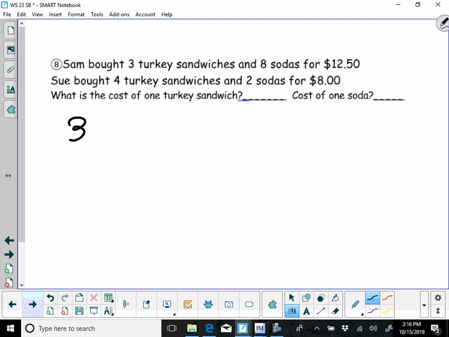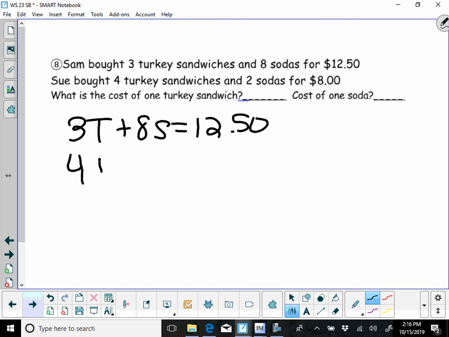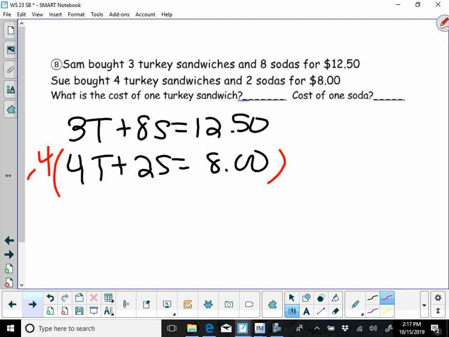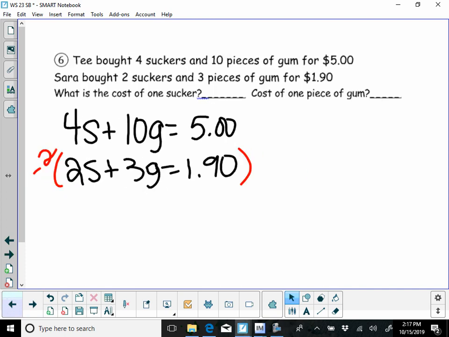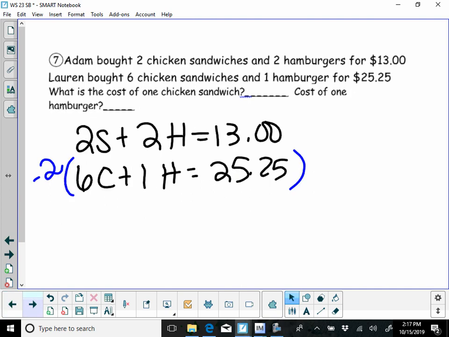All right, 3 turkey sandwiches and 8 sodas was $12.50. 4 turkey sandwiches and 2 sodas was $8. My hint here would be to multiply the bottom by -4 and go from there. So that takes you through all of those. Just set up the equation, make sure you multiply and then eliminate. Okay, sounds good.